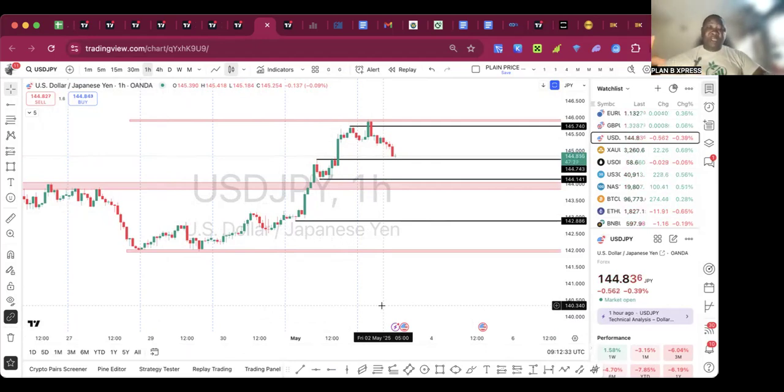4 hours is the external liquidity, the higher time frame of your 15-minute trading. So the internal liquidity or internal structure of 4 hours is 15 minutes. The external structure or liquidity of 15 minutes is 4 hours. So get the correlation: 1 hour is the external liquidity of 5 minutes, and 15 minutes is the external liquidity of 1 minute.